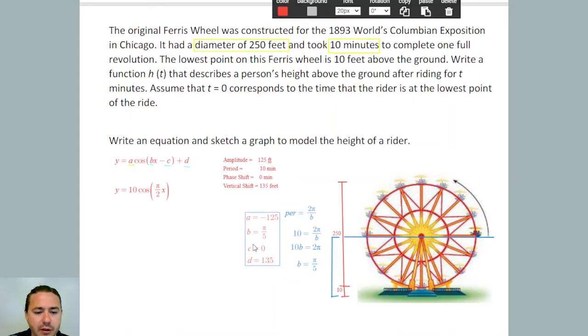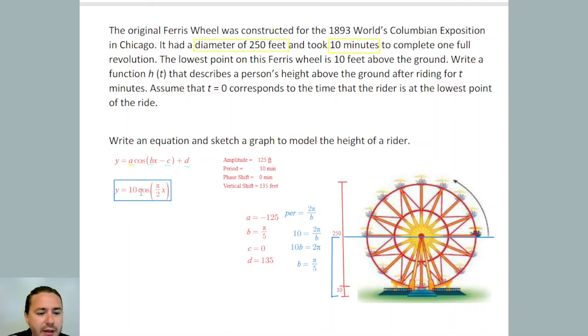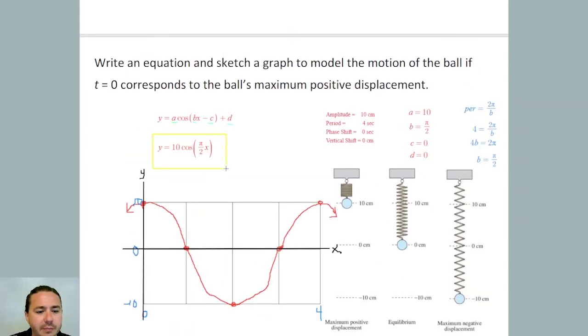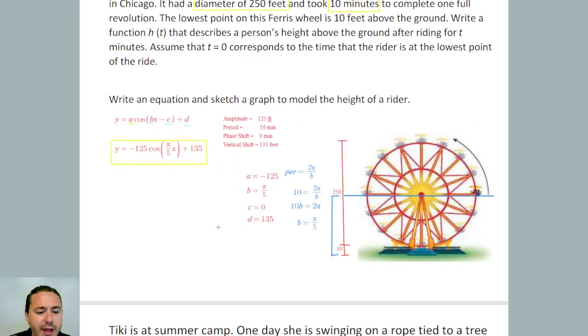Well, that's probably good enough. So yeah, my a value is going to be negative 125. My b value is pi over 5. My c value is 0, so it's just like a minus 0 here, and then plus 135. So there's my equation. Here we go. There's my equation right there, just like I had it up here. Forgot to box it. And then let's go ahead and sketch our graph.